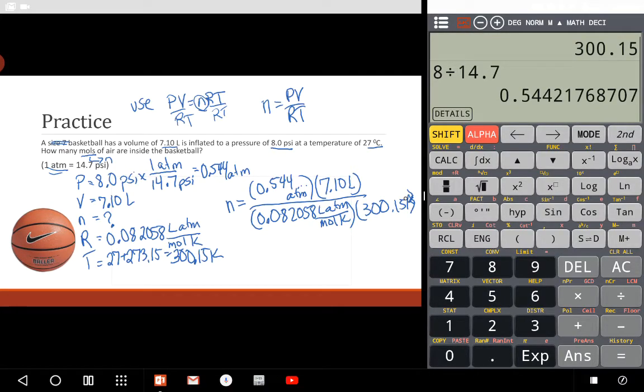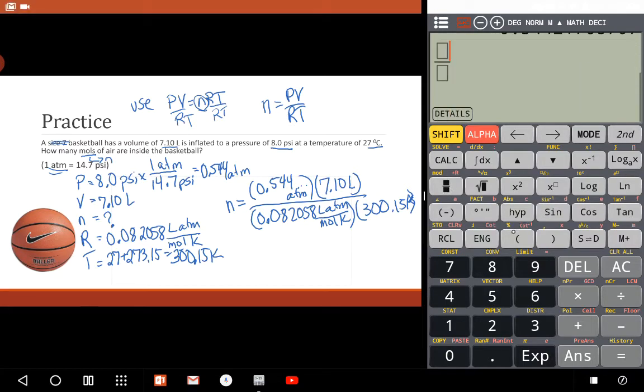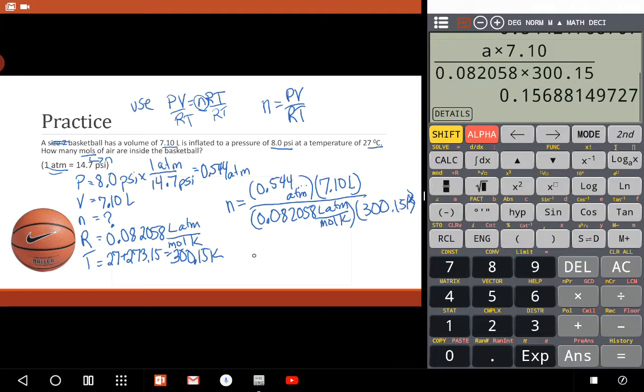Okay, that's a K. Use your imagination. So now I can plug in my numbers. I saved my pressure as A, and so I can type that in. So double checking calculator entry, all looks good. And so that works out to N is equal to 0.15688 moles.